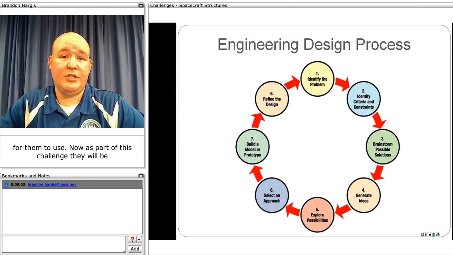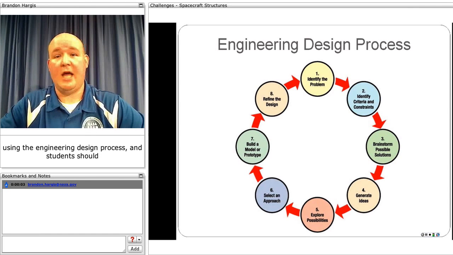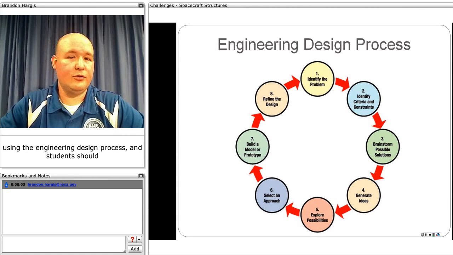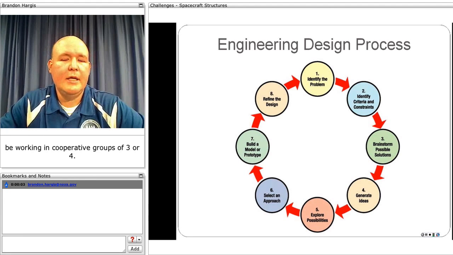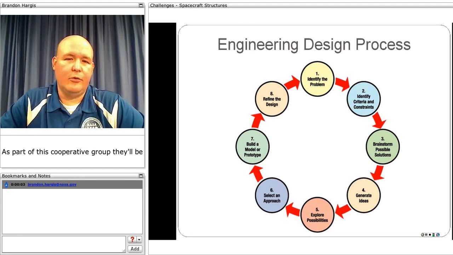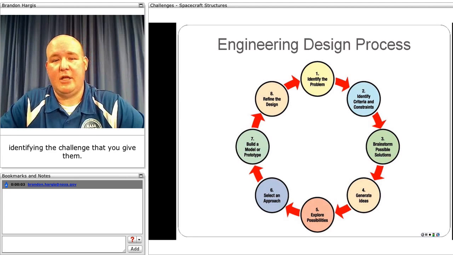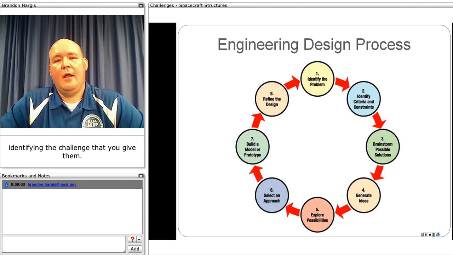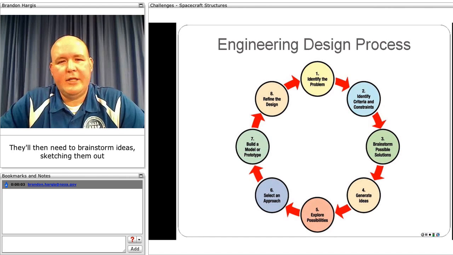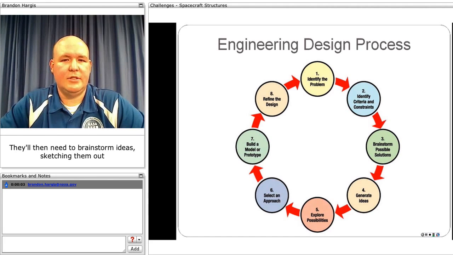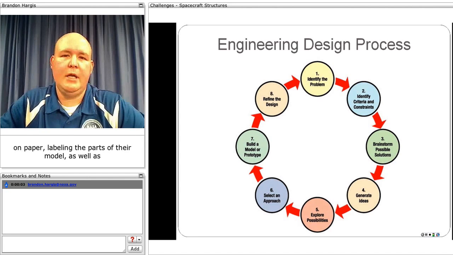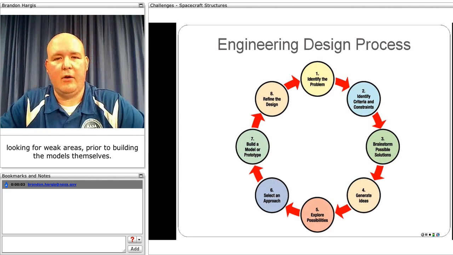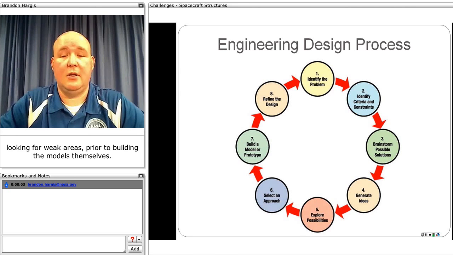As part of this challenge, they'll be using the engineering design process, and students should be working in cooperative groups of 3 to 4. As part of this cooperative group, they'll be identifying the challenge that you give them. They'll then need to brainstorm ideas, sketching them out on paper, labeling the parts of their model, as well as looking for weak areas prior to building the models themselves.